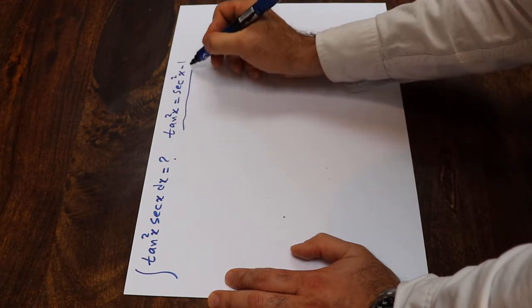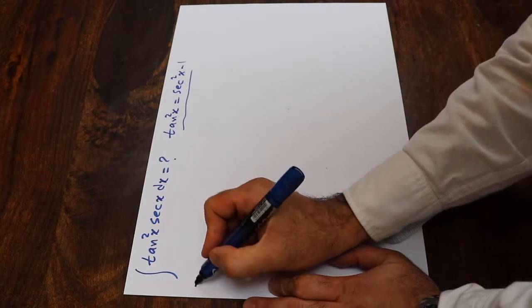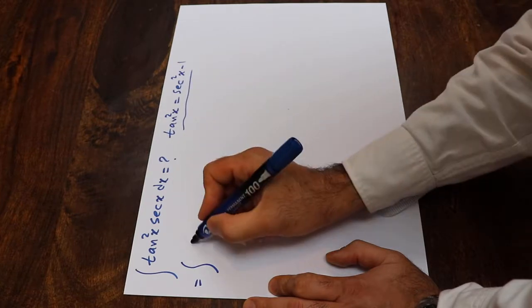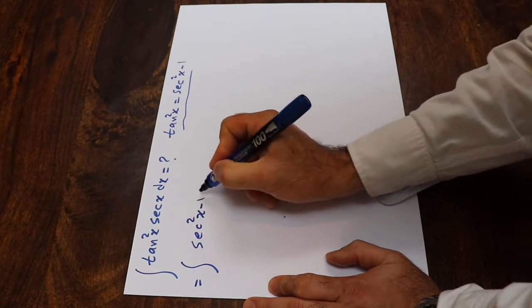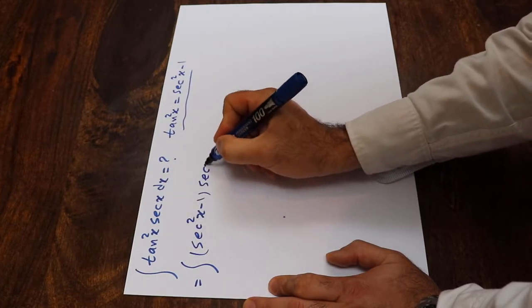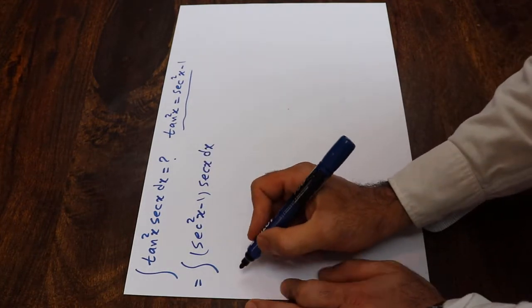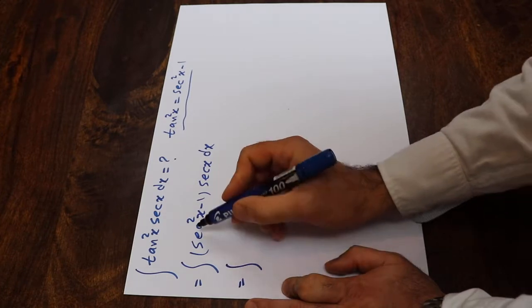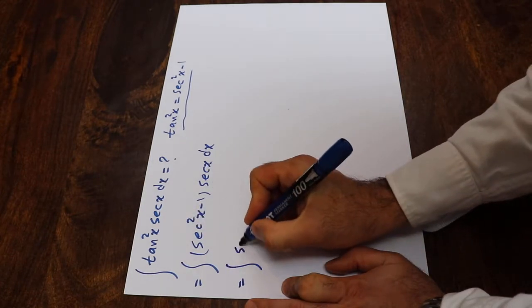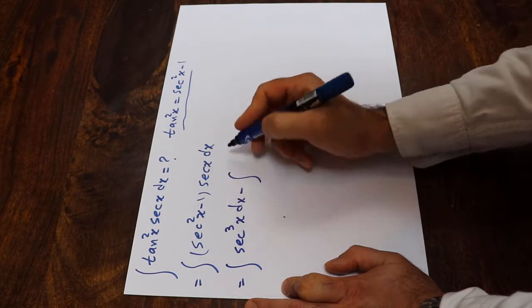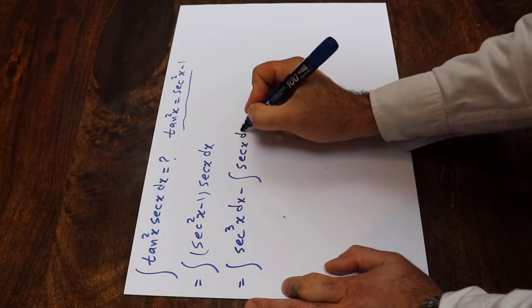Okay? So now if you substitute this equation into this integral, you can rewrite it as, instead of tangent squared x, I write secant squared x minus 1, times secant x dx. Okay, and then you can rewrite this integral as the integral of secant squared times secant, that will be secant cubed x dx, minus the integral of 1 times secant, which is secant x dx.